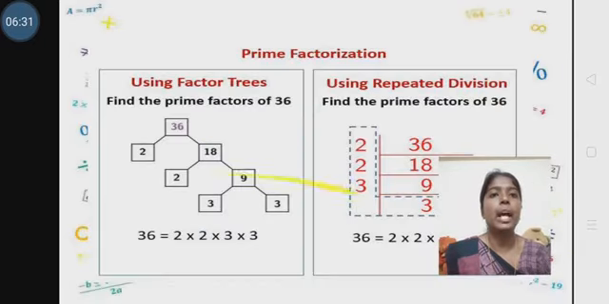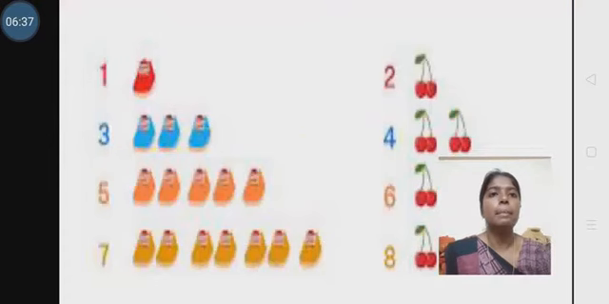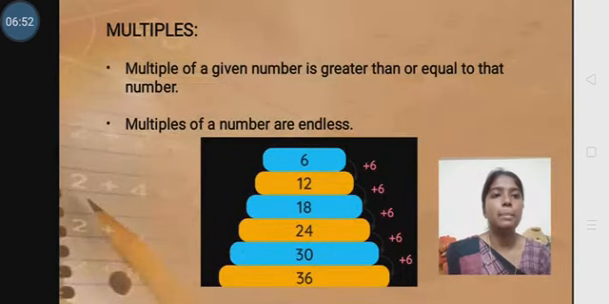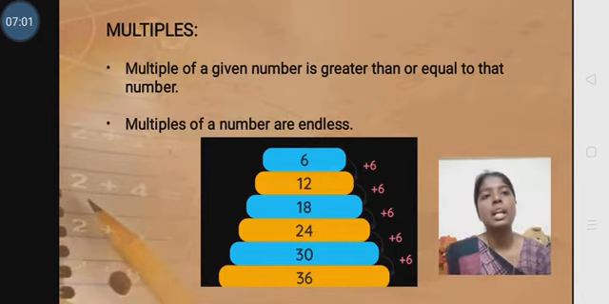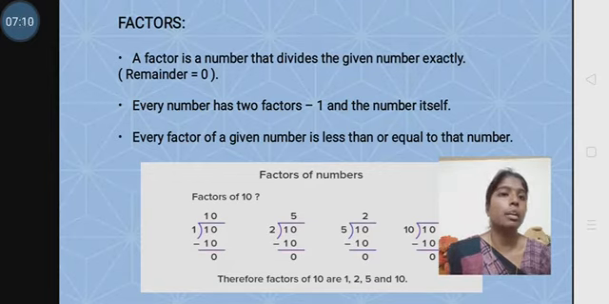In this class we have learned about more types of numbers, the multiples, the prime factors, the prime numbers and the composite numbers. These numbers always lay the basis for future learning in higher classes also. Odd numbers and even numbers are not multiples of 2 and multiples of 2 respectively. Multiples of a given number are always greater than or equal to that number, and they are endless. In factors, every number has two factors, one is 1 and another one is the number itself.